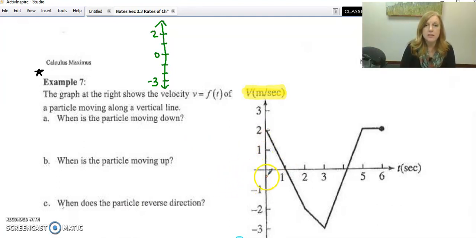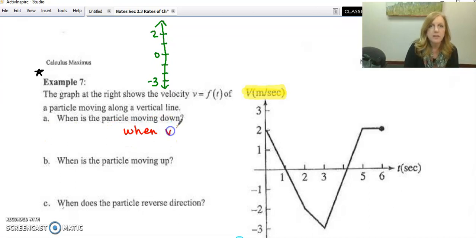So since we don't know the initial position, I know the initial velocity. I know how fast I'm moving initially. I start at 2 meters per second as my initial velocity. And then my velocity decreases until I get to 2 seconds later and then decreases a little bit more, and then the velocity increases. However, in terms of my position, the only thing I can do is answer it based on the velocity. So the particle moves down, I'll put my because, when the velocity is negative. That's what we're going to be looking for.